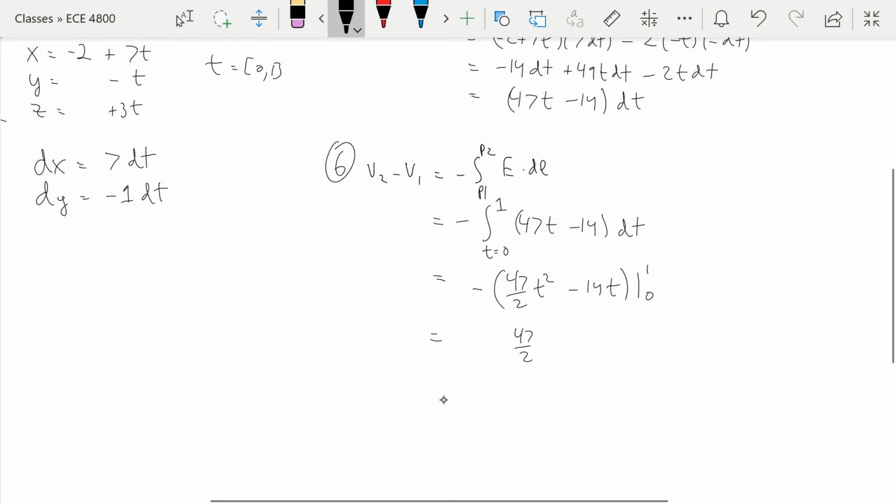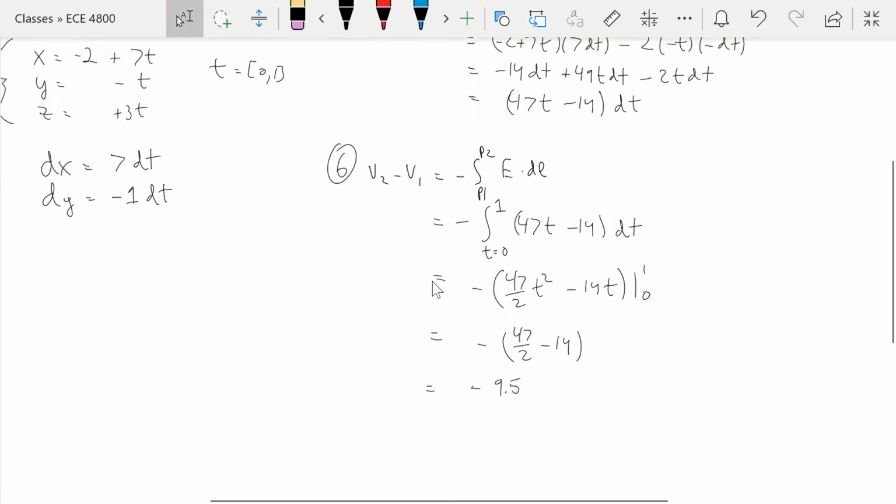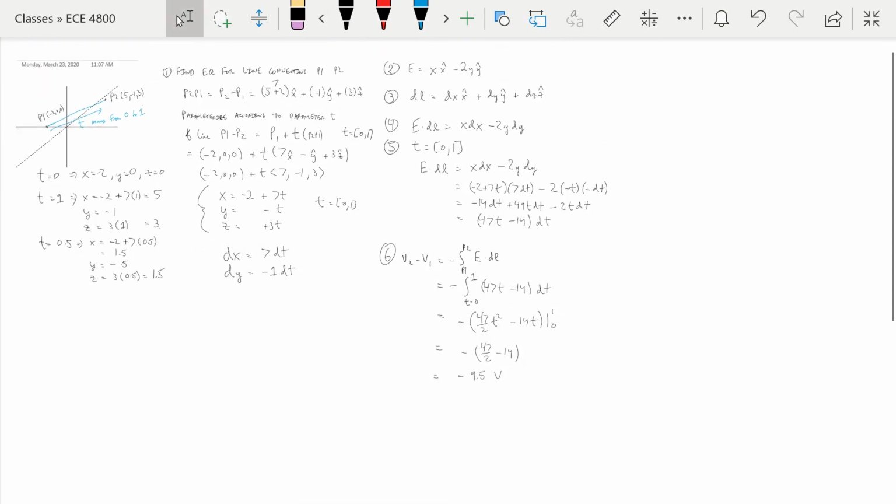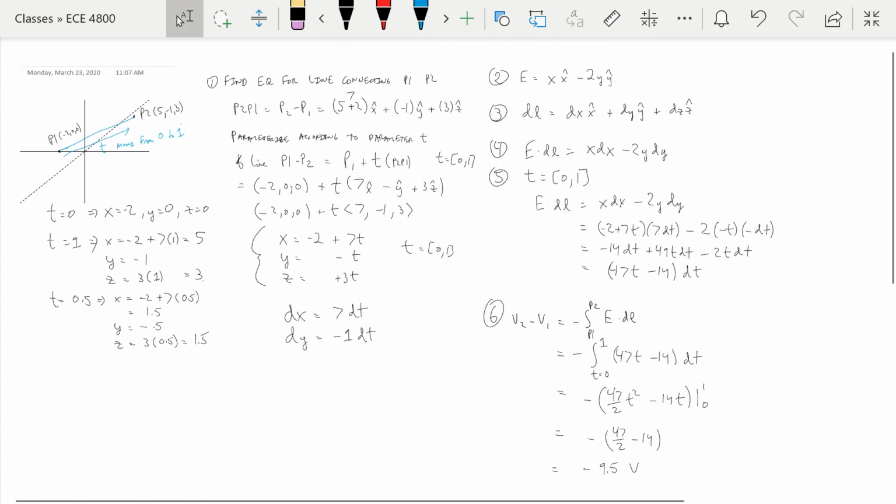47 over 2 minus 14. Let me just do that math real quick so you can see it. Hopefully we get the same answer. So this is negative 9.5. Okay, so that's the difference in potential, and the units is always going to be in volts. All right, so it's a multi-step problem, as you can see.